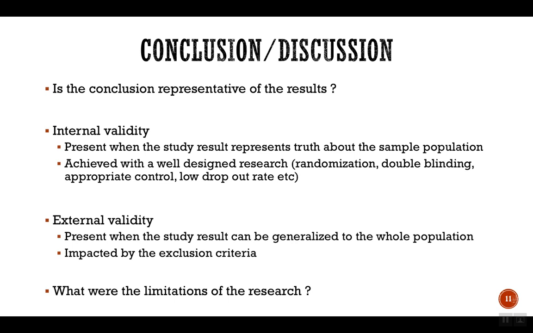Then we have external validity. Let's say the trial had really good internal validity, right? It was well designed. The results are really representative of the sample population, but can we actually generalize and apply these results to the whole population, right? And that's usually impacted by the exclusion criteria. So if the trial excluded all the really sick patients and then they come up with a really significant result, can we actually apply this to the general population? Maybe not. And also, what were the limitations of the research? Every research usually has a limitation, and that's something that the research must also include.